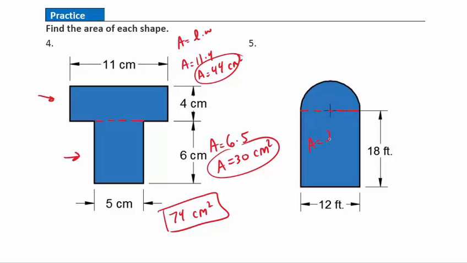And the area of the rectangle again is length times width. So notice my length and width, 12 and 18. So my area there is going to be 12 times 18. So the area of just the rectangle is going to be 216 square feet. Now let's talk about this circle.